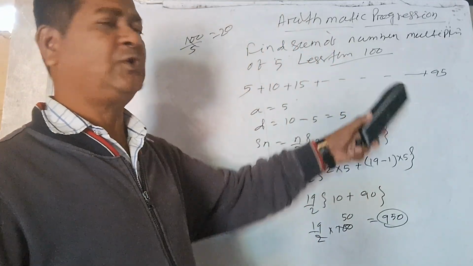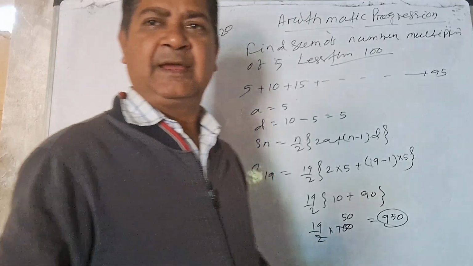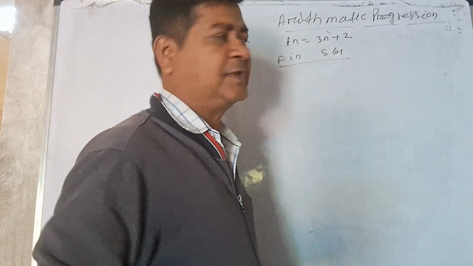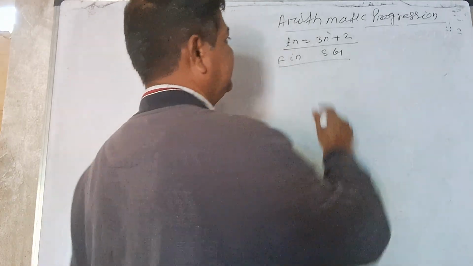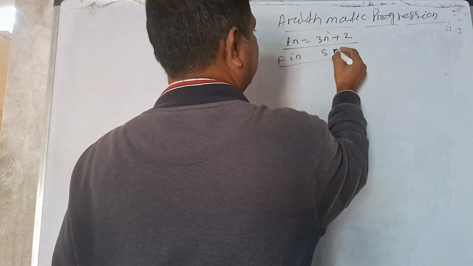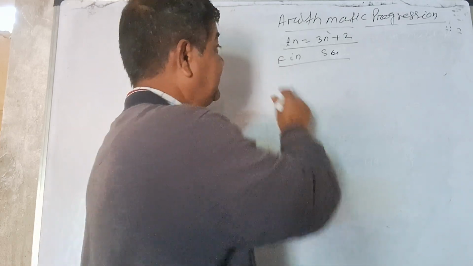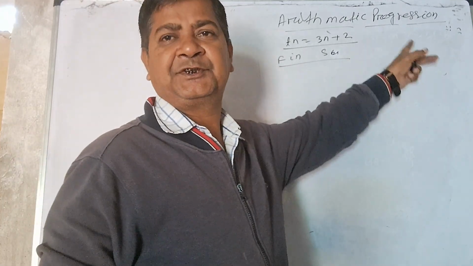In this way you will be able to find the sum. Here is another interesting problem. Given Tn equal to 3n plus 2, find S61. How can we find this? S61 means the sum of the first 61 terms.